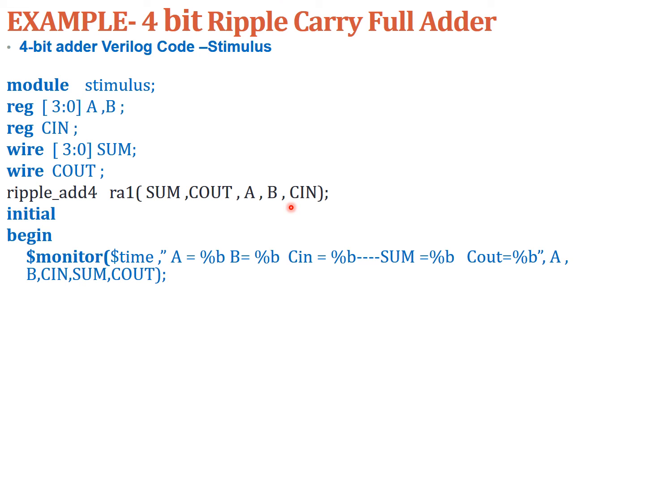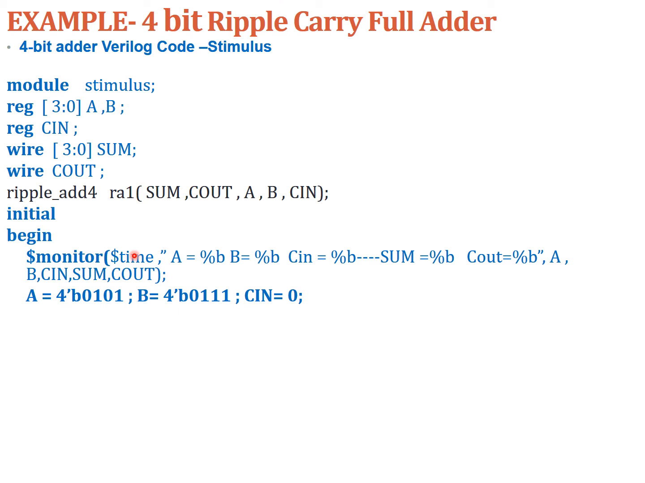But unlike the previous code where we used a $display to display the values every time, in this case we will use a $monitor. $monitor will monitor the signals listed in that particular $monitor statement, and even if one of the values changes, it displays that value automatically. So we need not write $monitor every time. We want to monitor A, B, C in, sum and Cout, and we have just listed them, and $time indicates the current simulation time, so the time is also being displayed.